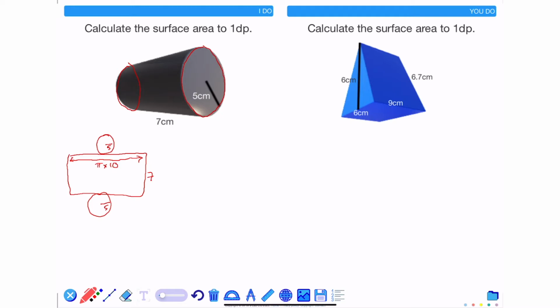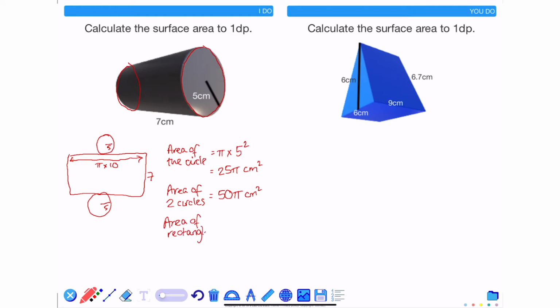So I have three shapes I need to work out the area of. The first of all is the area of the circle. The area of the circle will be pi times r squared, so pi times 5 squared. In terms of pi, this will be 25 pi, and it will be in centimeters squared because it's area. I have two of these circles, so the area of two circles will then be double 25 pi, 50 pi centimeters squared.